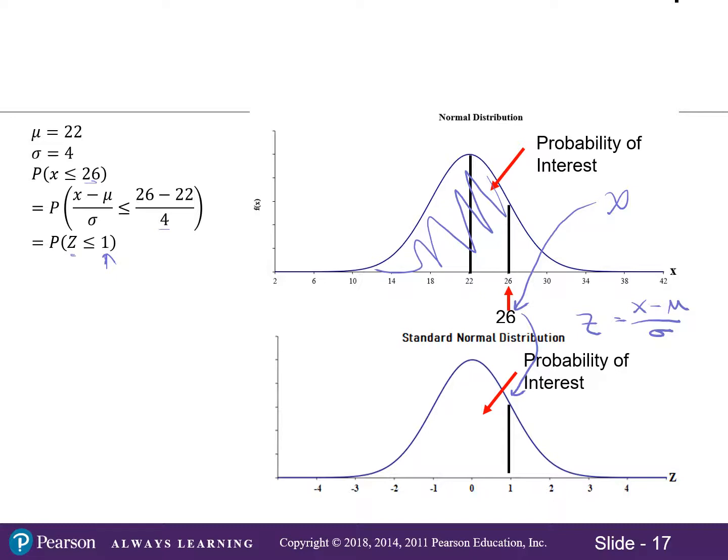And then z is equivalent to doing that. So this is all going to be the same area. All I did was take it on this distribution and drop it down onto the standard normal. And notice they're the same. So by calculating it on the standard normal, I'm going to get the same probability.